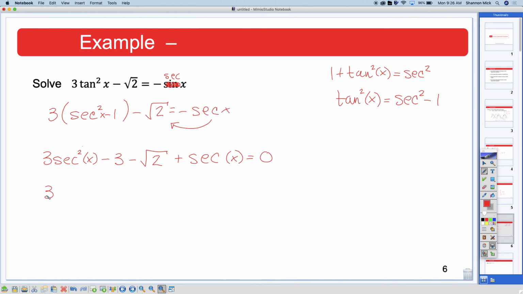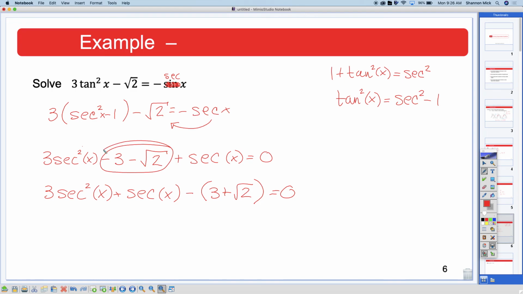So you have 3 secant squared plus secant minus 3 plus square root of 2, equals 0. Now, what I just did was take these two and factor out a negative. So I know this is one thing, that's one number. I just can't add it without a calculator, correct? Okay. So I need to think about this.